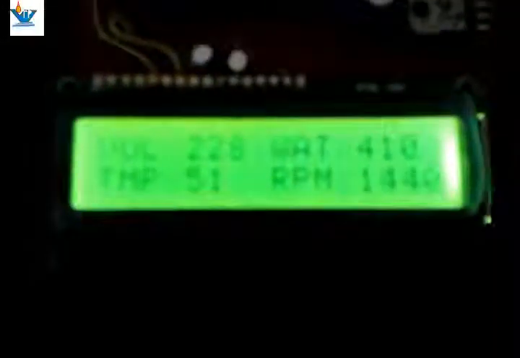Let's take a demo of overloading system. The 190 watt demonstration is there. Let us increase the load with load bank. Mr. Darshan will increase the load. So we have attached another load. Let us see what is so 410 watt. Okay, RPM showing temperature 51, voltage 228.